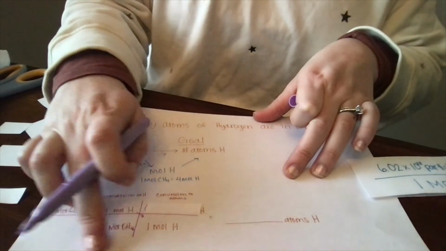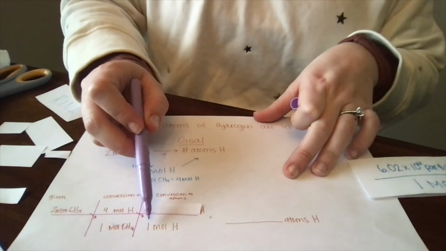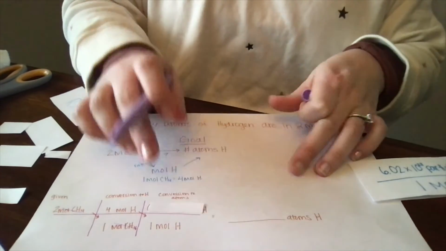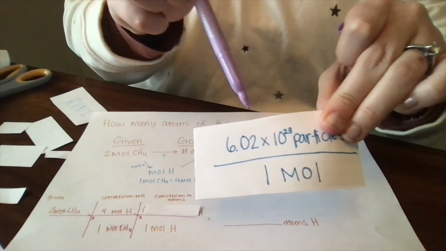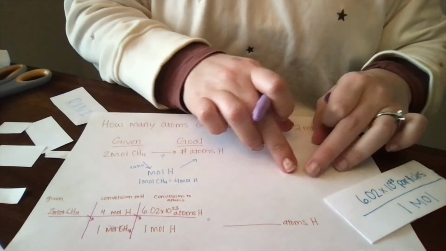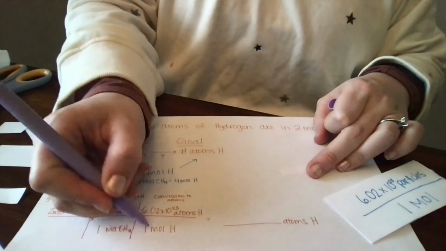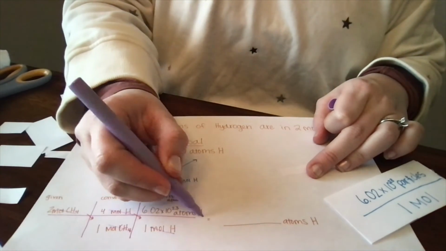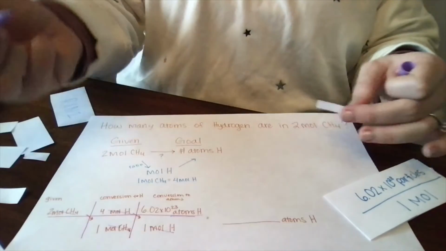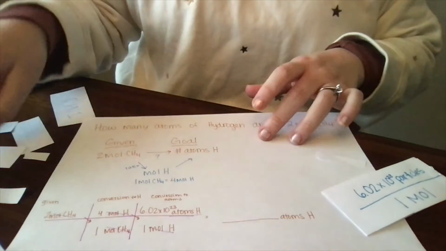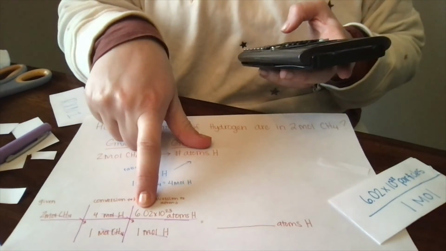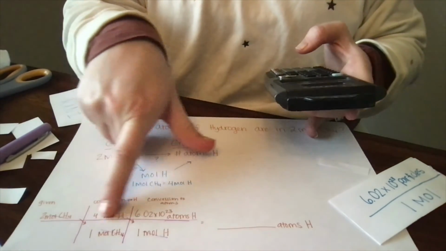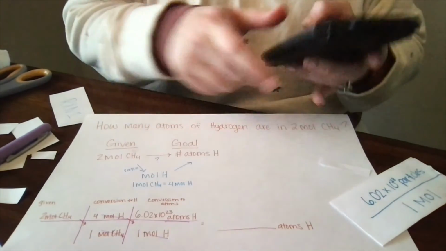So I'm going to put moles of hydrogen on bottom and say, okay, now I need to get to atoms of hydrogen. So I'm going to use this one that has moles on bottom and atoms or particles on top. So now I'm using Avogadro's number. So now moles of hydrogen cancels with moles of hydrogen, and all that's left is atoms of hydrogen. So in my calculator, I'm going to multiply everything on top and divide it by everything on bottom. So I'm going to say 2 times 4 times 6.02 times 10 to the 23rd divided by 1 times 1.